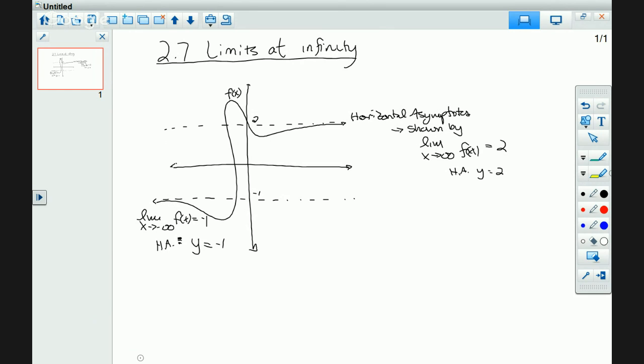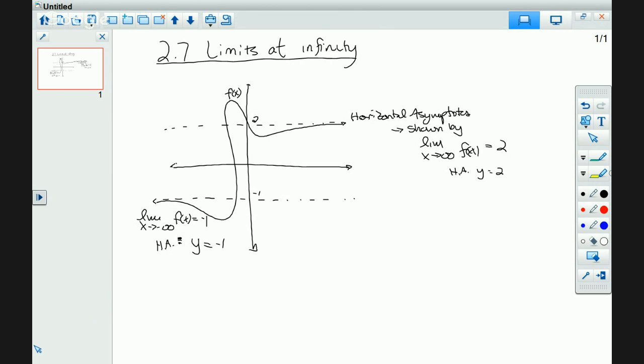If you're asked to find the horizontal asymptote, calculate the limit at infinity. The limit is as x approaches infinity or negative infinity. That's the limit you use to show a horizontal asymptote exists.